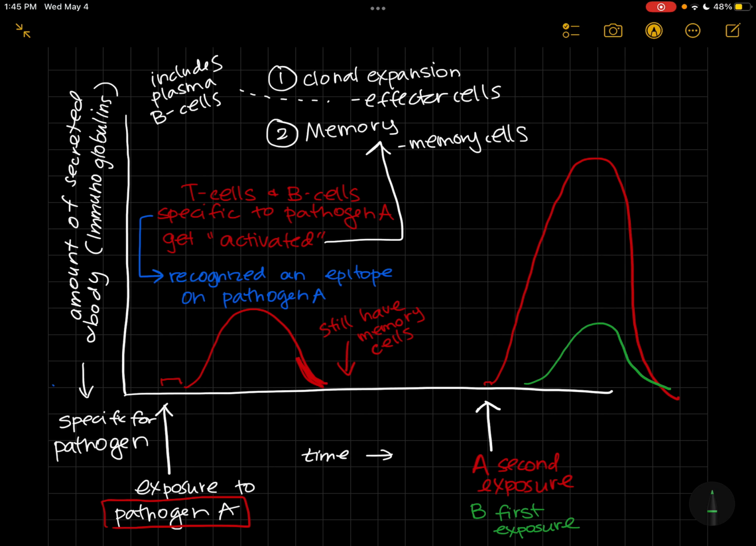So these would be our immunoglobulins against pathogen B, and we can see that those don't exhibit this fast, heightened response. And that really tells us that this second response is totally specific to pathogen A, and it's mediated by these memory cells that are still floating around in your body even after the pathogen is cleared.